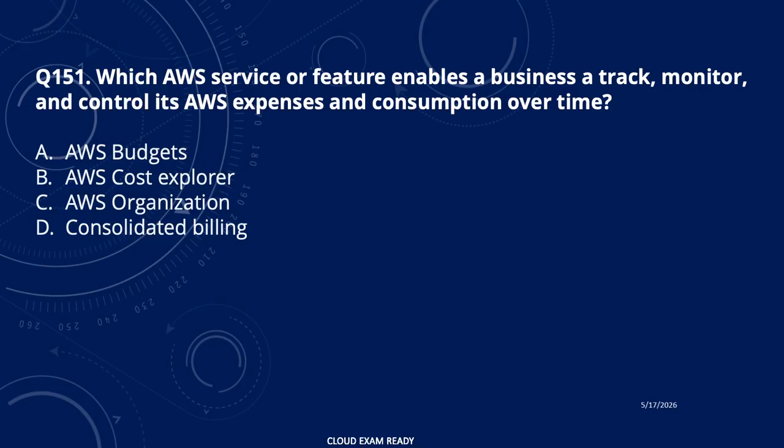So question number 151, which AWS service or feature enables a business to track, monitor and control its AWS expenses and consumptions over time? So we have options. Option A, AWS Budgets. Option B, AWS Cost Explorer. Option C, AWS Organizations. And option D, Consolidated Billing. So the correct answer here is option B, AWS Cost Explorer.